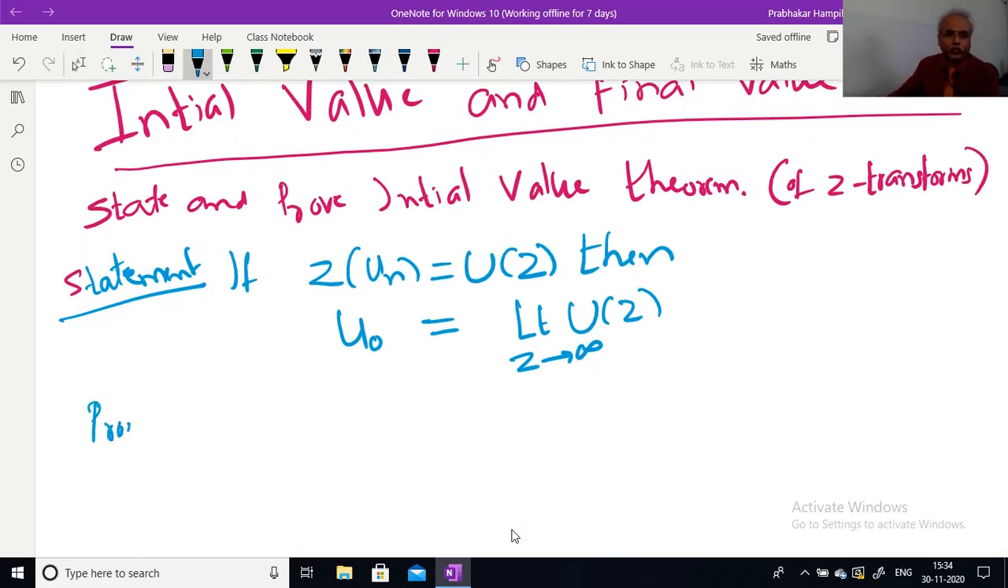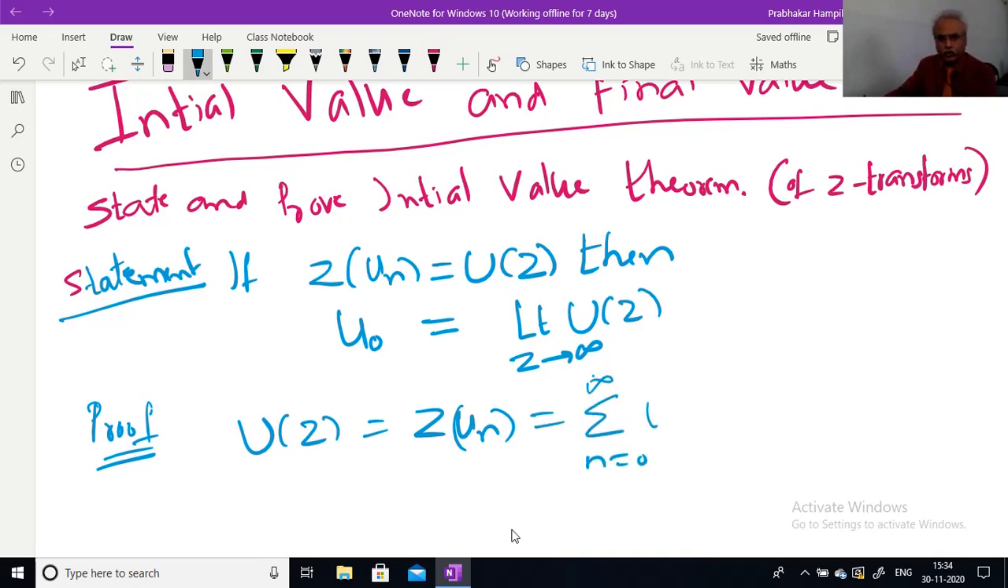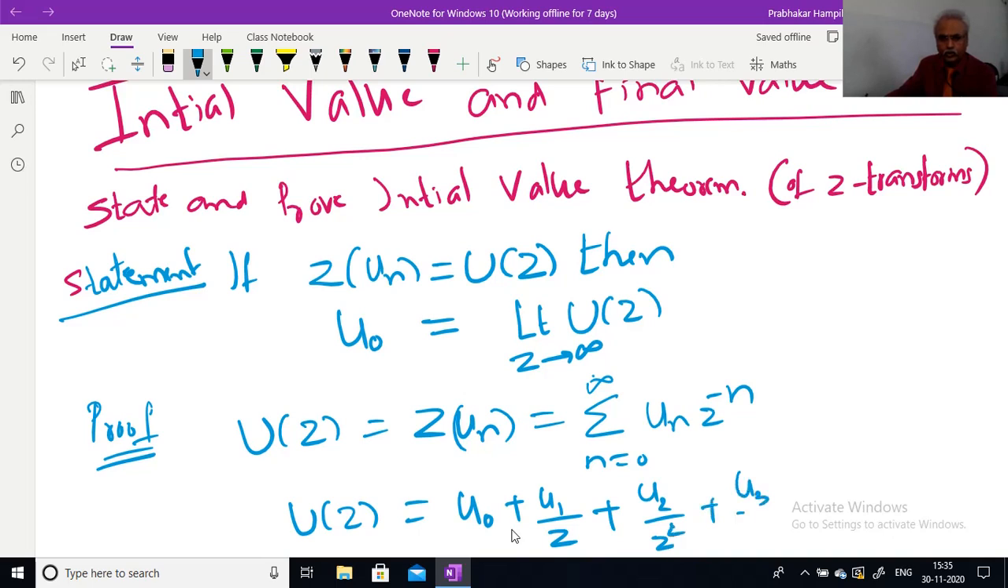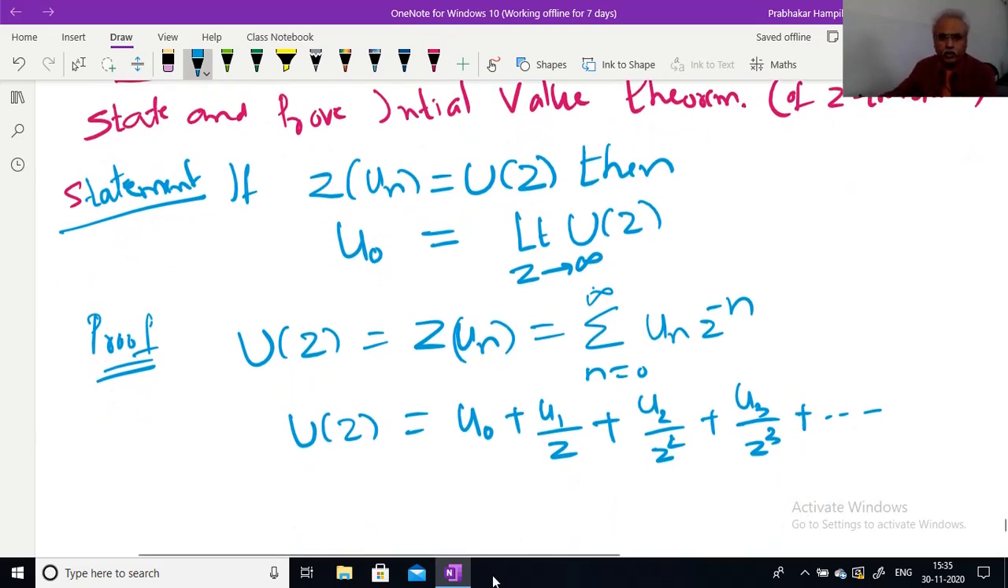Now a small proof is there, just for the sake of proof. Usually you are not asked the proof nowadays, but it is very nice. We know that u(z) is the Z transformation of some n function, meaning it is the summation from n equal to 0 to infinity of u_n z raised to minus n. That is, u(z) equals u0 plus u1 z raised to minus 1 plus u2 z raised to minus 2 plus u3 z raised to minus 3 plus and so on. Now if I take infinity as the limit, some constant divided by infinity, from the second term onwards each is 1 by infinity and they become 0.